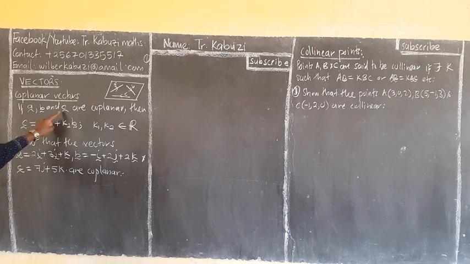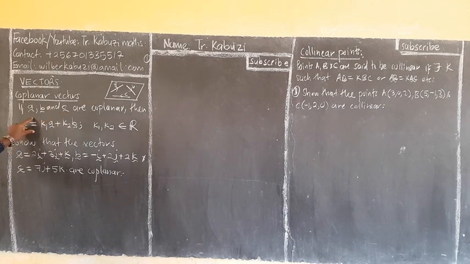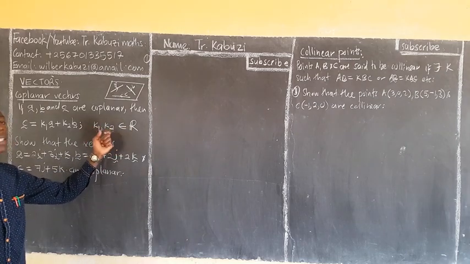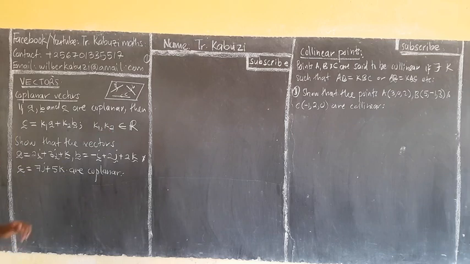If A, B, and C are coplanar, then you can get one of the vectors and express it in terms of the other two, where K1 and K2 are real numbers, scalars, constants. If these constants are consistent through the equations that are going to form, then those vectors are coplanar. For example, we have a question here: show that these vectors are coplanar.